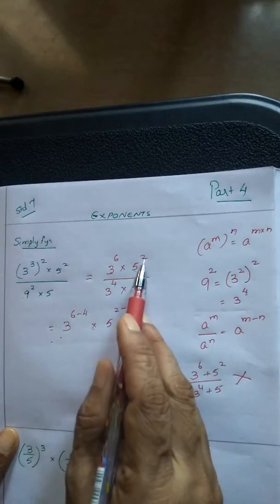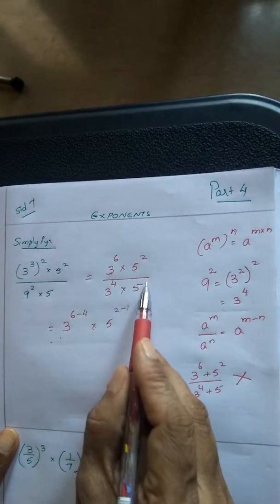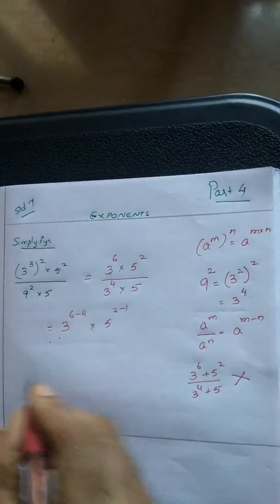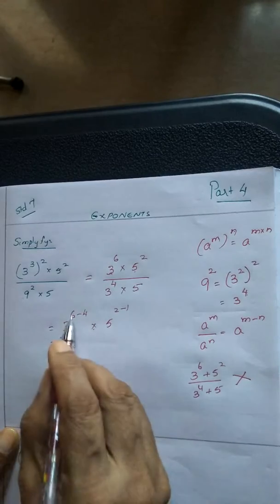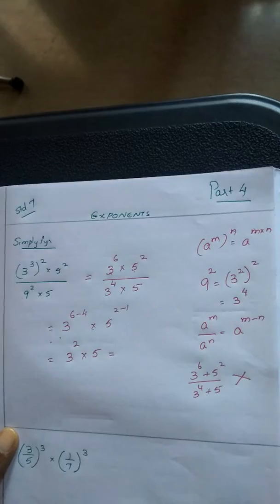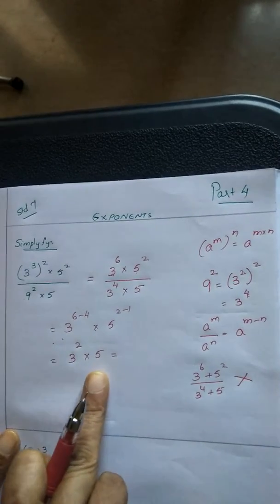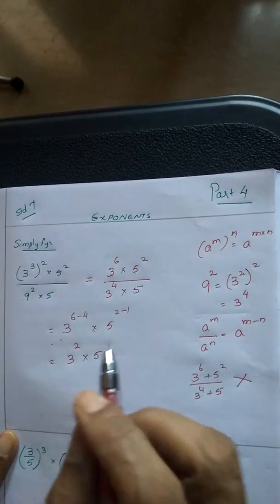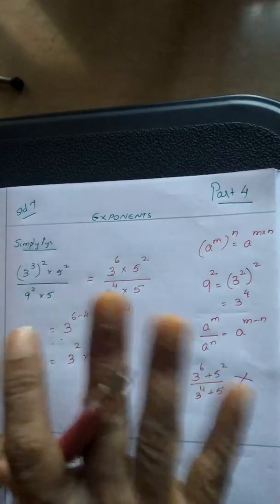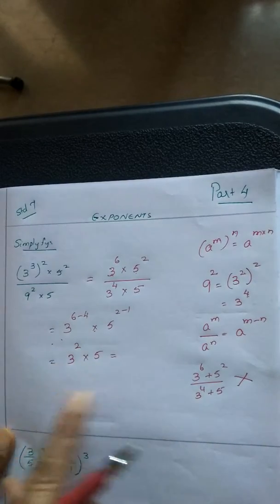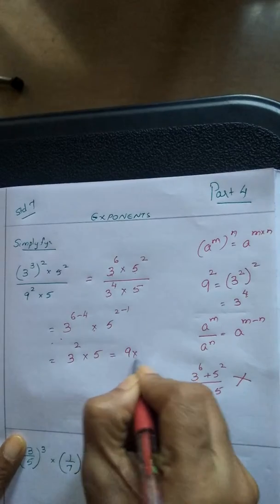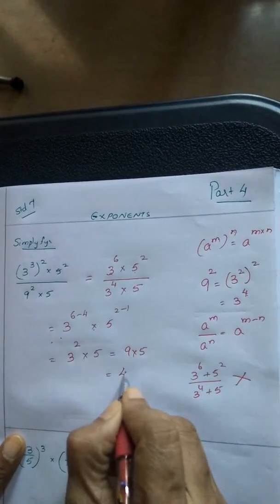So this 5 has gone, so 2 minus, nothing is written, that means it is 5 to the power of 1. So 2 minus 1, so this is equal to 3 to the power of 6 minus 4, is 3 squared into 5. Since the numbers are very small, you can multiply and put the answer. If it is a bigger number like 5 to the power of 7, 5 to the power of 8 and all, then you don't have to do the simplification. You can simply write it as it is. So this is 9 into 5, so equal to 45.